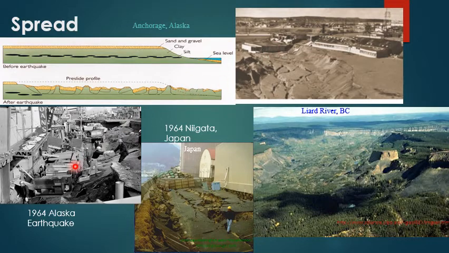These are the damages produced by liquefaction and lateral spreading in Alaska in 1964. Just a few months later, in Niigata, Japan, an earthquake triggered spectacular liquefaction and lateral spreads.